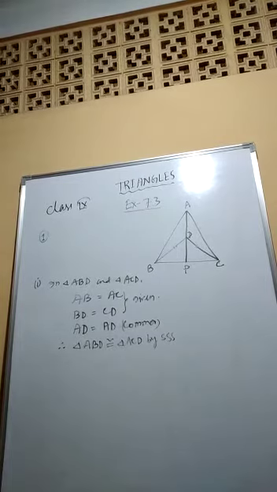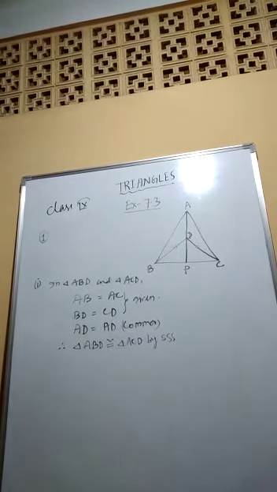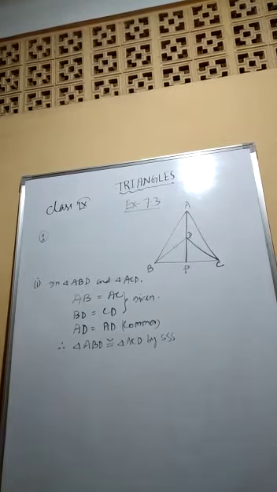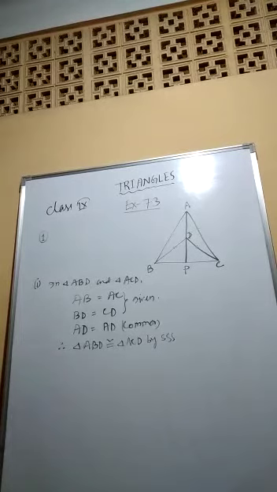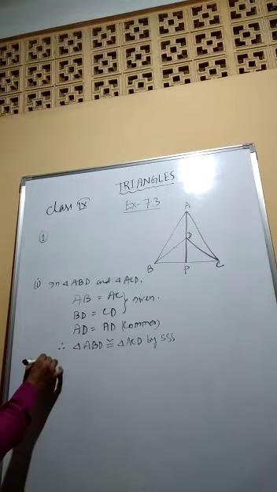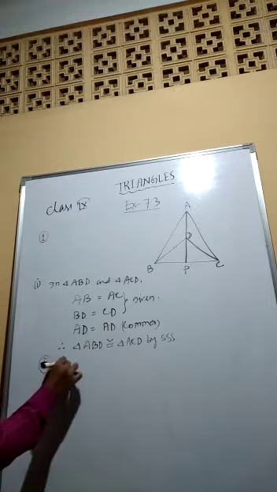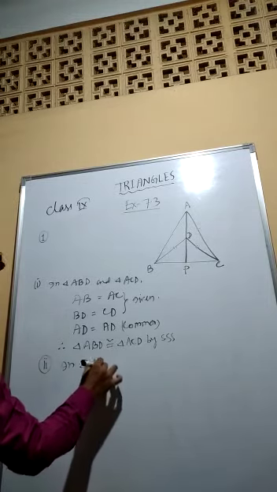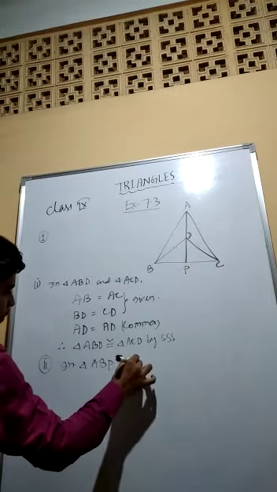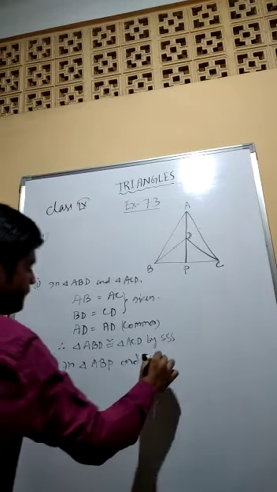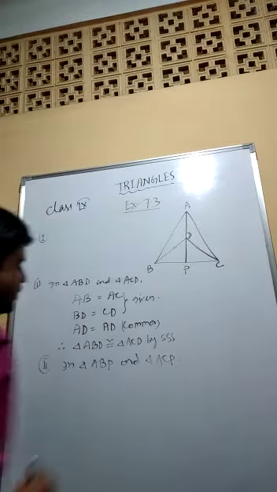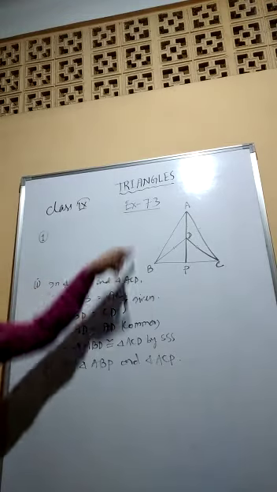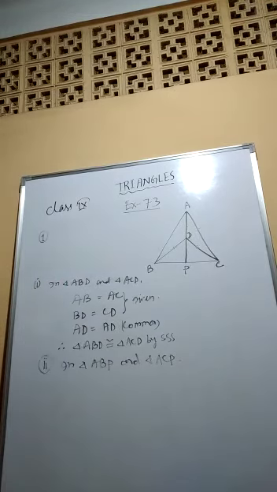Next, part two. Again there are two triangles, ABP and ACP. You understood that one. So in part two, again in triangle ABP and triangle ACP, these two triangles are congruent. Again we need to find the three conditions.